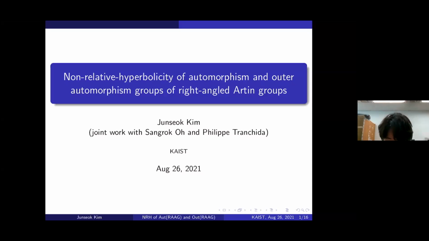So the title of this talk is Non-Relative Hyperbolicity of Automorphism and Outer Automorphism Groups of Right-Angle Artin Groups. Our main goal is to see how to figure out the non-relative hyperbolicity of those groups, and because we don't have enough time, we'll do some easy examples to verify that property.